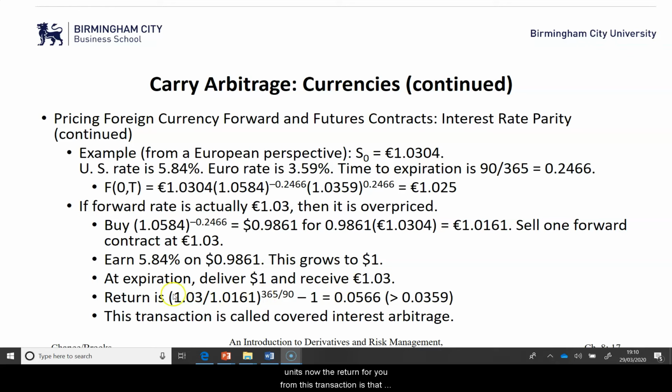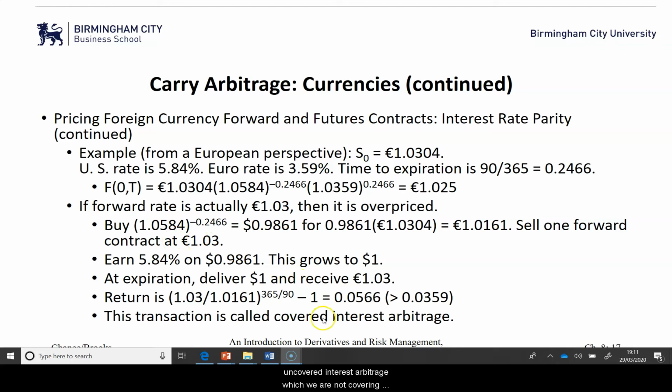Now, the return for you from this transaction is that you invested 1.0161 euros and you are getting 1.03 euros 90 days later. So your effective rate of return is 5.66%, which is greater than what you are earning in your local currency, that is 3.59%. Such a transaction is called a covered interest arbitrage because you have covered the forward position, that is when you need to convert 90 days later into euro by the forward contract.